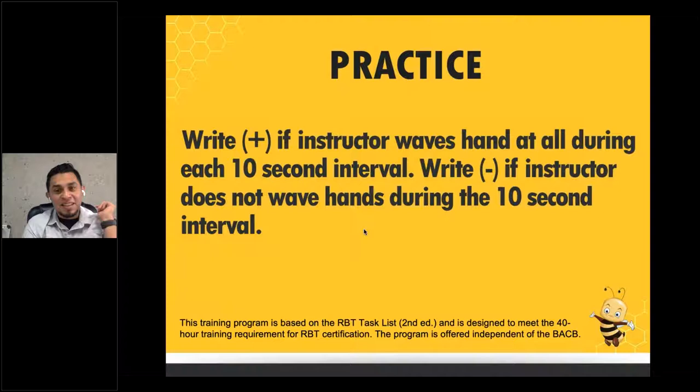Let's practice again. I'm going to set a timer like this. I think this might be better for you. I'm going to set it for 10 seconds, and then each 10 seconds, you're going to put a plus or minus. Then I'm going to restart it again, and you're going to put a plus or minus. We're probably going to do this maybe four or five times so you can get some extra practice. Okay, here we go.